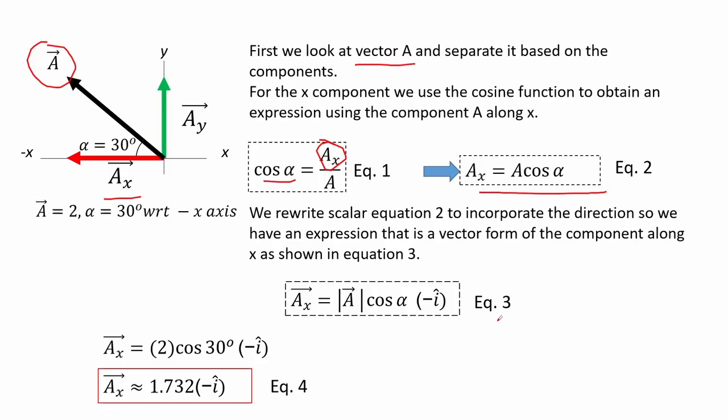We rewrite scalar equation 2 to incorporate the direction, so we have an expression that is a vector form of the component along x as shown in equation 3. So the direction is given by the unit vector, which is a negative i hat, since it is oriented towards the negative x-axis as shown in the figure.